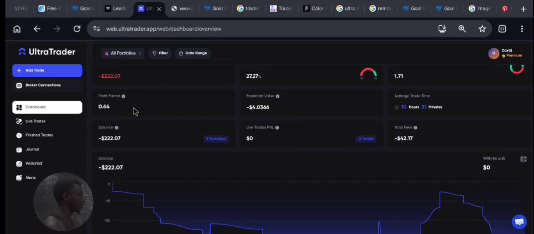And if I scroll down, you can see this profit factor. This profit factor is calculated by dividing total gains by total losses. A value above 1 means you are profitable overall. As you can see, my profit factor is below 1, which means that within this short run I am not profitable yet. Anything above 1 shows that you are profitable to a certain point.